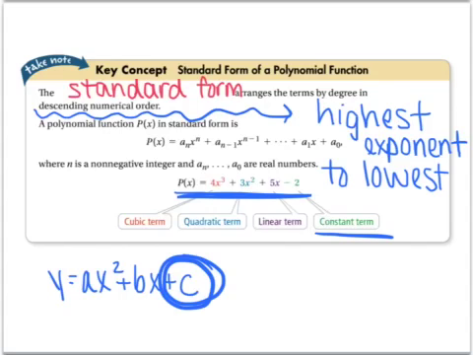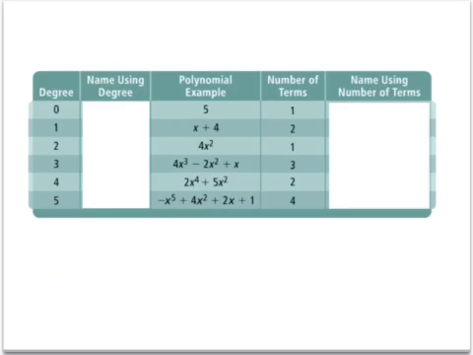And then we have other names, linear, quadratic, cubic, and we name them based on their exponent. And this chart on the next page describes that more specifically. In the middle, we've got our examples of the polynomials. Then we have a name using its degree. Degree just means what? The degree is the exponent, right? And then we name them according to the number of terms.